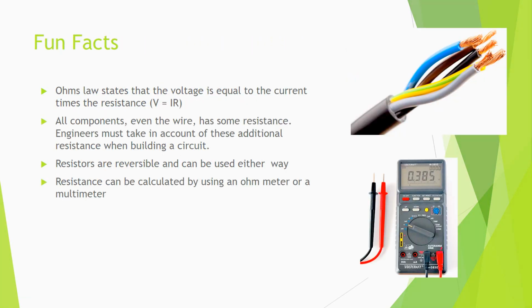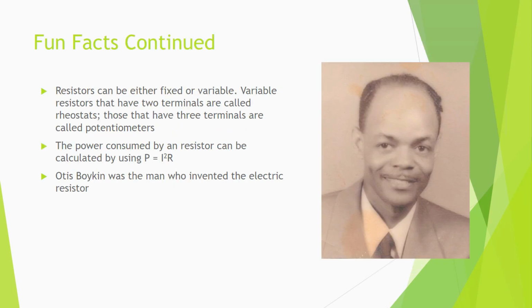Some fun facts about resistors. Ohm's law states that the voltage is equal to the current times the resistance, V equals IR. All components, even the wire, have some resistance. Engineers must take into account all this additional resistance when building a circuit. Resistors are reversible and can be used either way. Resistance can be measured by using an ohmmeter or a multimeter presented next to you.